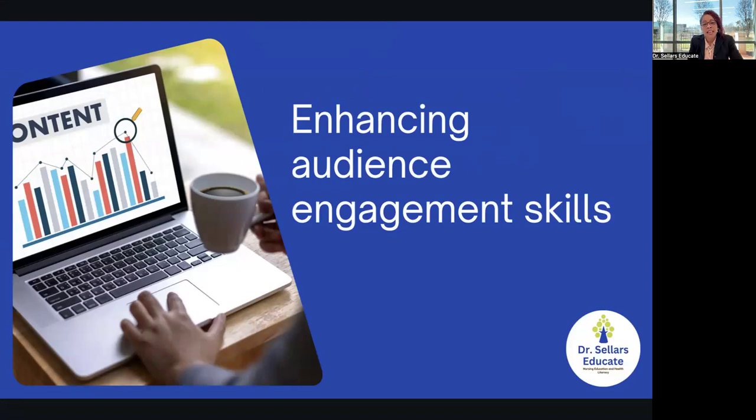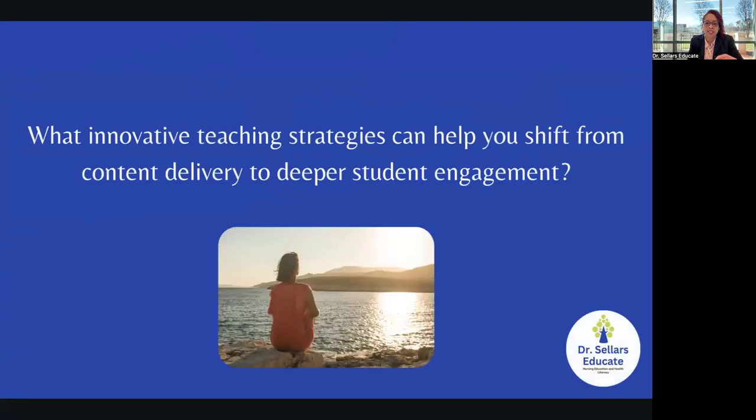We want to enhance the engagement with our students. Their ability to connect with the content allows them to retain information more easily. So here's a question. What innovative teaching strategy can help you shift from content delivery to a deeper student engagement? So what specific teaching strategies do you want to use to help you make that shift?